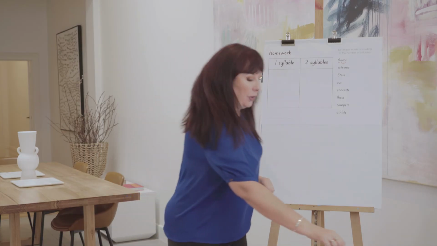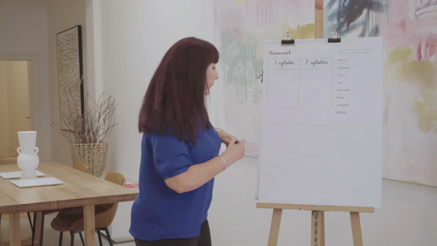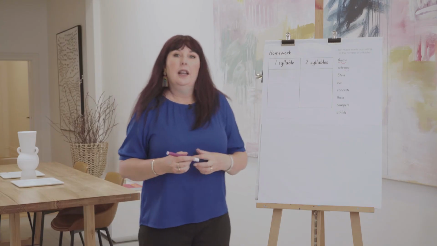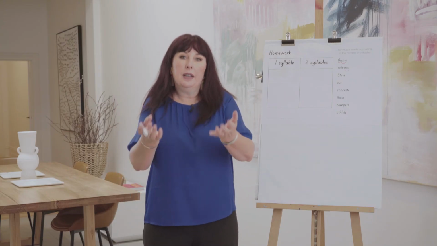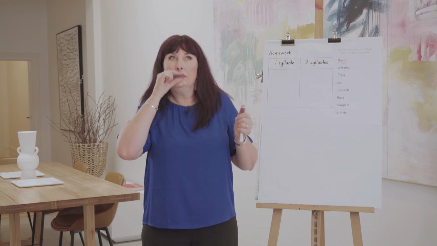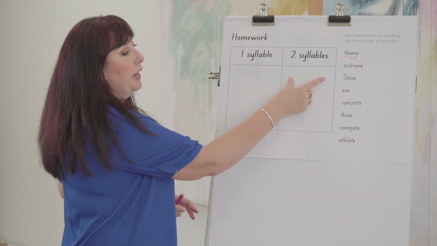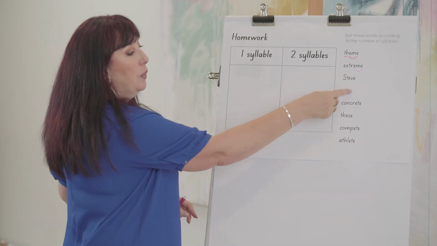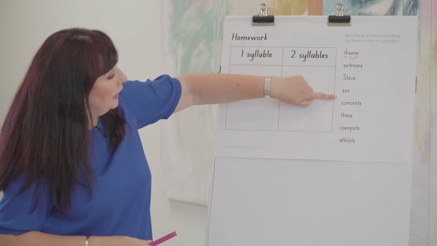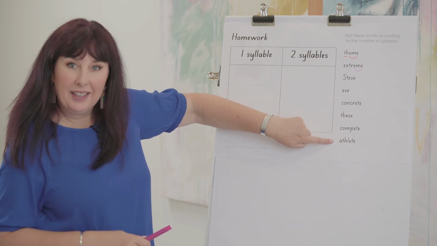Let's look at our next word. Our next word is extreme. We've got the bossy E again. Extreme. Say it with me. Extreme. Just close your mouth and say it. How many syllables? 2. So we're going to write extreme in this column. And I want you to keep doing that for the rest of these words. Steve, Eve, concrete, these, compete, athlete.